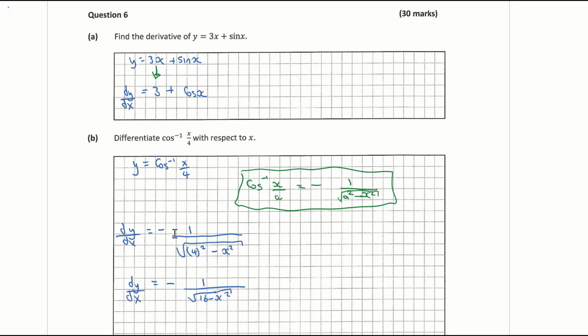And that is part B complete. So again, all from the log tables.